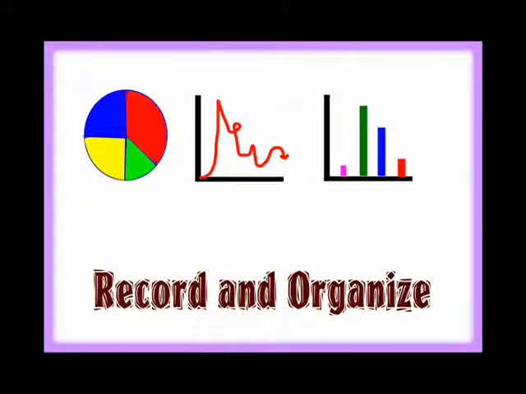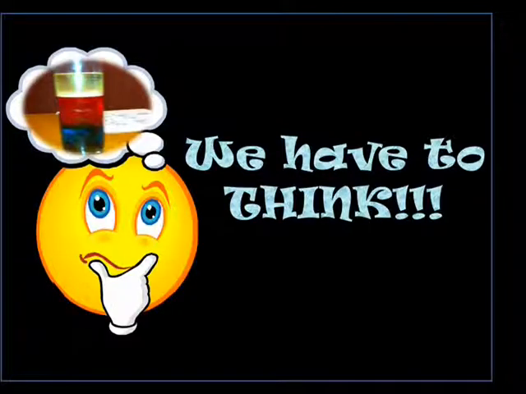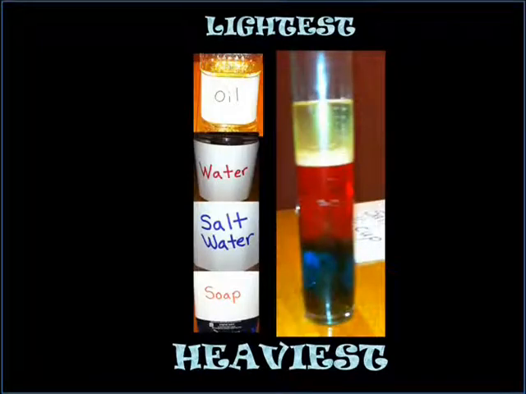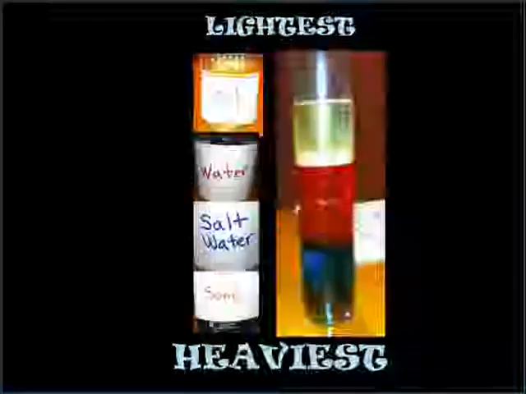Step 4, record and organize data. This is the part we have to think about how we want to put our data or information together in a way that we can share it with others. The best way for this experiment would be to make a chart showing what liquids we put into the container and in what order we put them in. We also want to show what the container looks like after all the liquids went up and down.